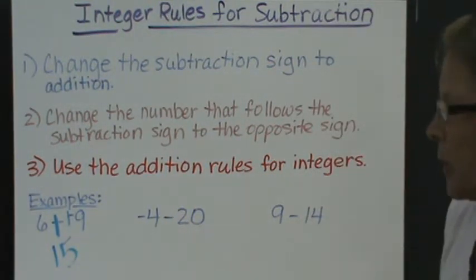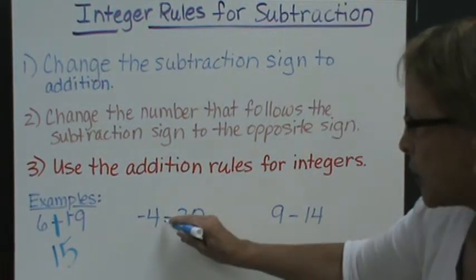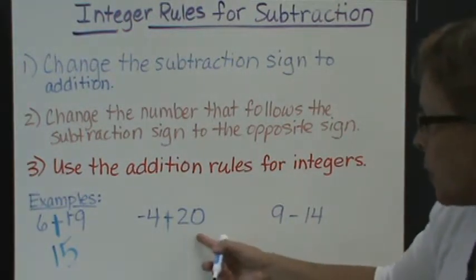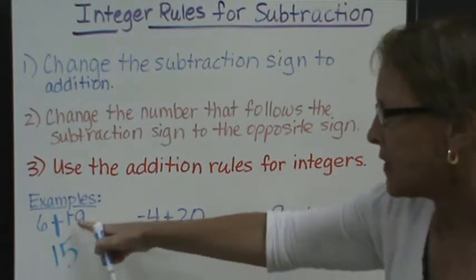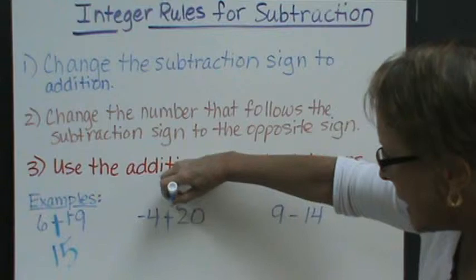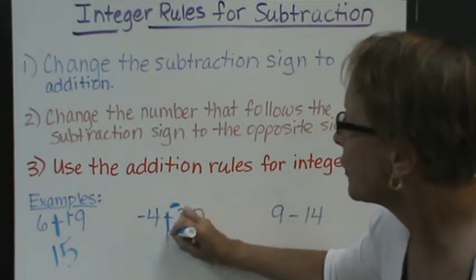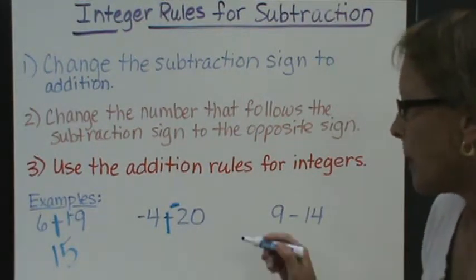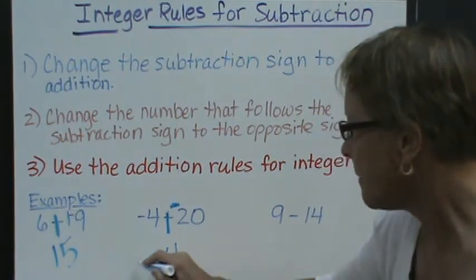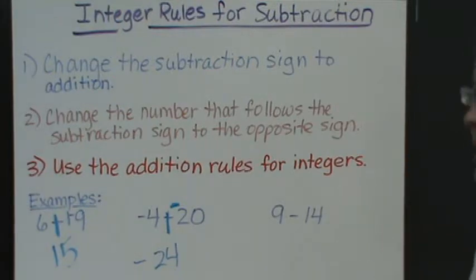Okay, let's look at the second one. I've got negative 4 minus 20. First thing I'm going to do is change my subtraction sign to addition, and then I'm going to look at the 20. Does it have a negative sign like this one did in front of it? No. So I'm going to make it a negative. Okay? Now, are my signs the same or are they different? Oh, they're the same. So that means I'm going to add 4 plus 20 and get 24, and my sign will be negative.